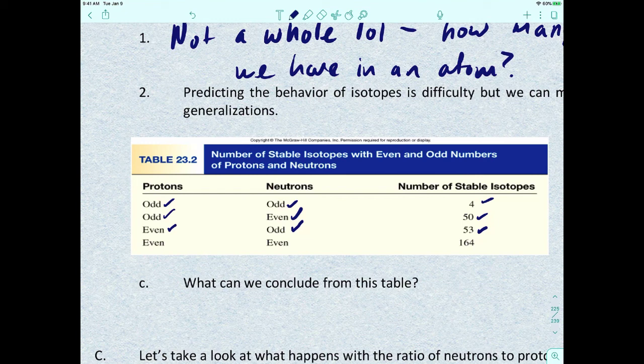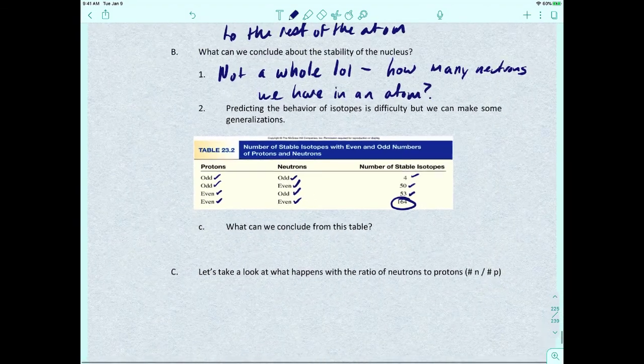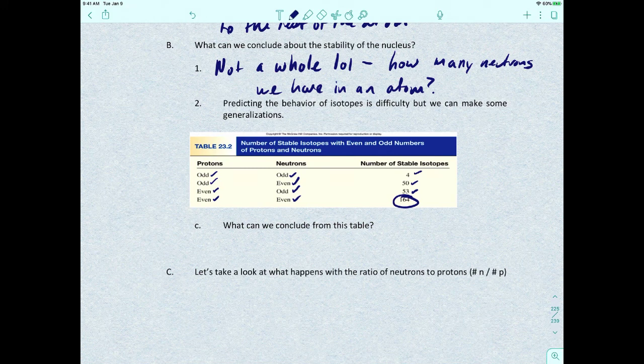Okay, but look at this. If we have an even number of protons and an even number of neutrons, we have 164 stable isotopes. So what can we conclude from this? It's telling us that nature prefers even numbers. And most likely, if you have an even number of protons and an even number of neutrons, you're very much likely going to be a stable isotope.